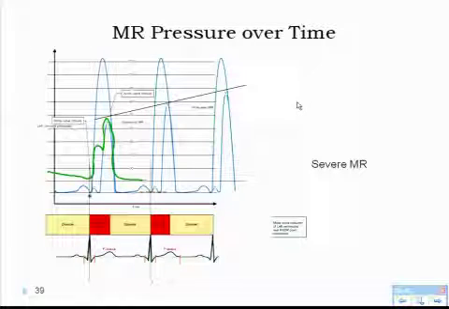Has anybody seen that in clinical practice? You have one of the docs put in a PA catheter and they saw this. What do they say right away? Most people that are putting it in go, I've never seen a waveform like that. That doesn't make any sense. And what you're looking at is severe MR.